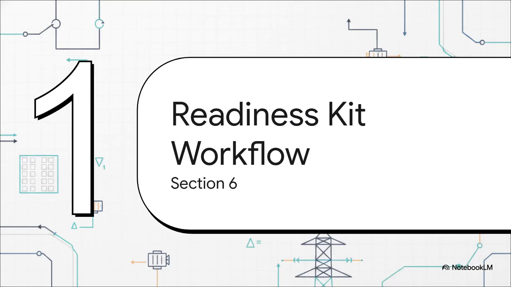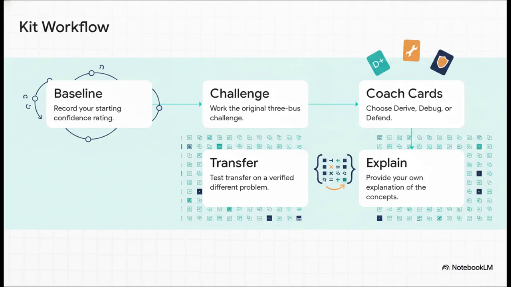Finally, Section 6, the Readiness Kit workflow. To build out your verified transfer skills, you're going to follow a very specific loop. You'll start by establishing a baseline. Then you'll tackle the original problem challenge. And hey, if you get stuck, you don't just go look up the answer. Instead, you'll use the coach cards Derive, Debug, or Defend.